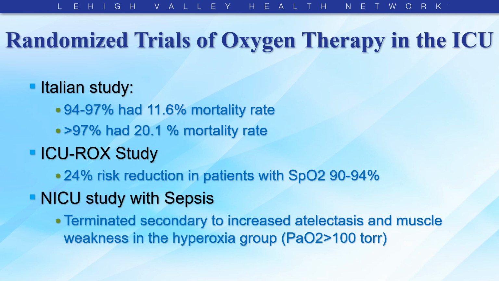And in the NICU, if you look at patients that have PO2s of greater than 100, there was increased atelectasis and muscle weakness in the hyperoxic group. So again, when you're looking at these randomized trials, looking at oxygen as the isolated variable, the higher SATs and the higher PO2s are associated with worse outcomes in the ICUs and in the NICU.